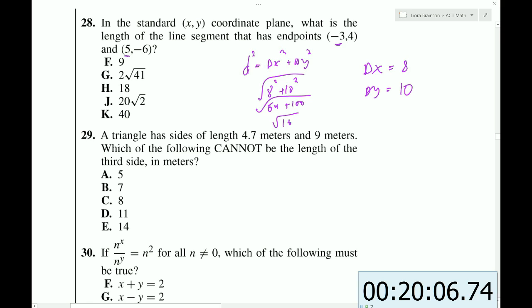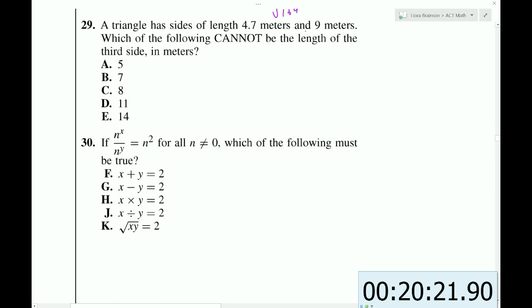So radical 164. Now we might be able to factor this down into 4 times 41, and then it's going to be 2 rad 41, which is choice G. A triangle has side lengths of this and this, which of the following cannot be the length of the third side. So this is getting at the triangle inequality. So let's say, for argument's sake, we had 5 and 7, and we wanted to figure out this. It can be anywhere between the sum and difference. So the sum is 12, and the difference is 2.